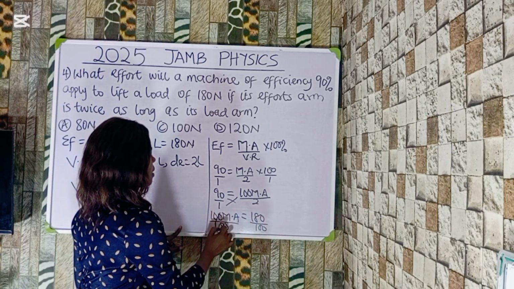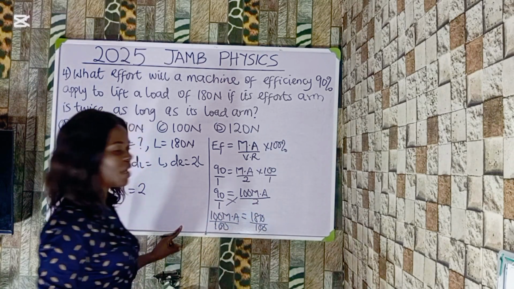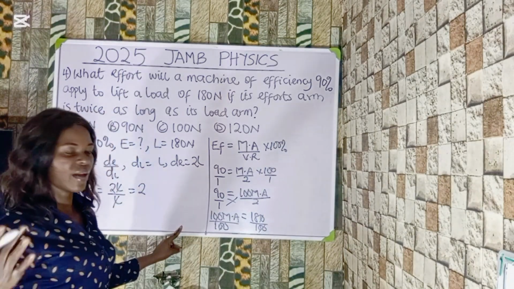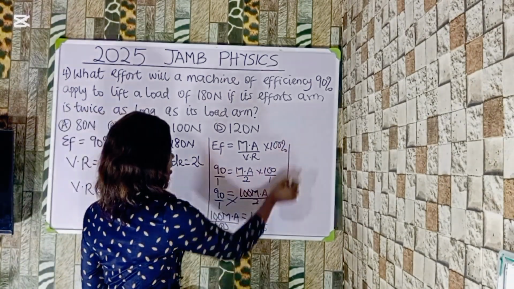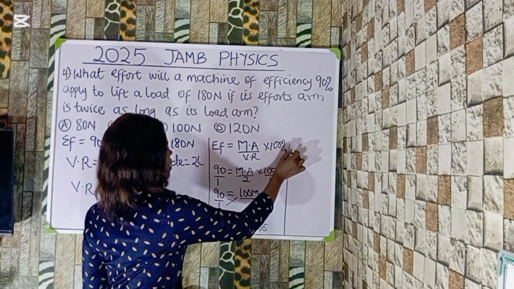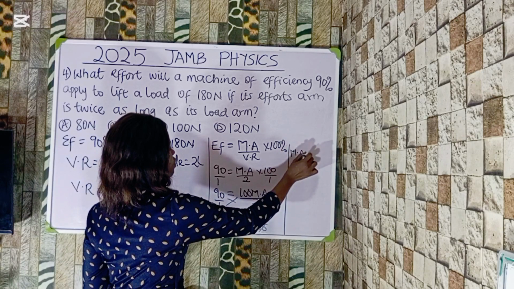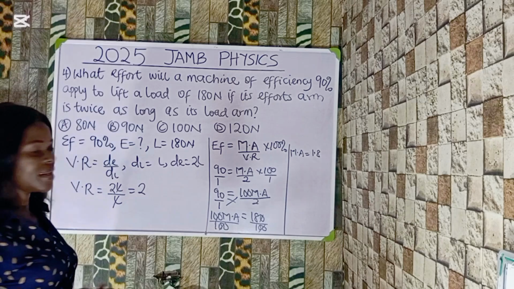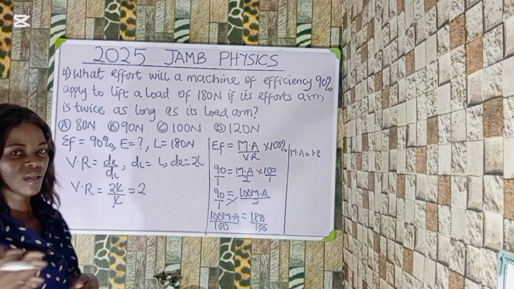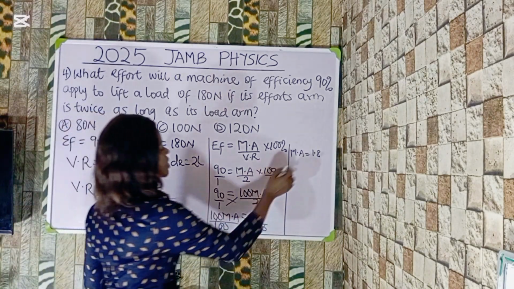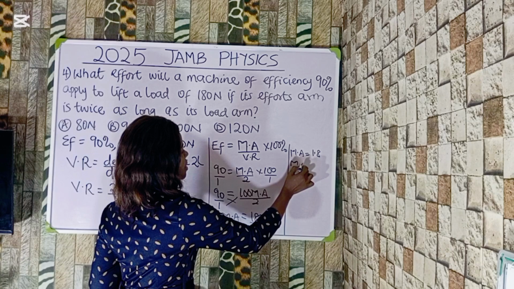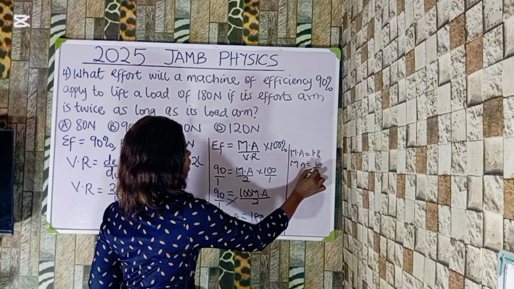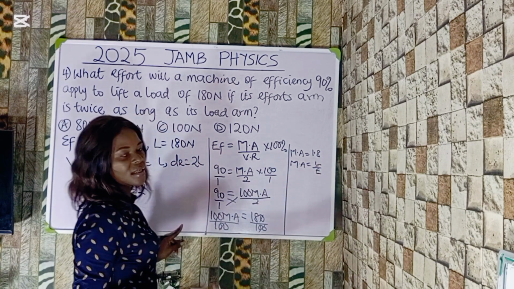Okay. Now, my MA will be equal to 1.8. Alright, so let's go. I will say my MA is equal to 1.8, right? Now, the same MA is also equal to load over effort.